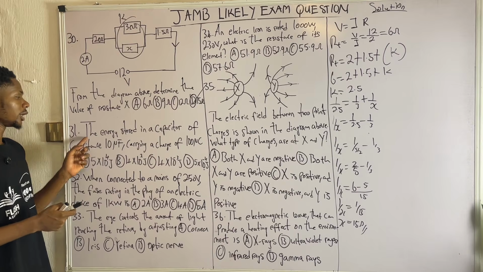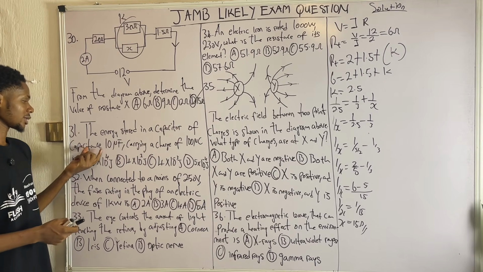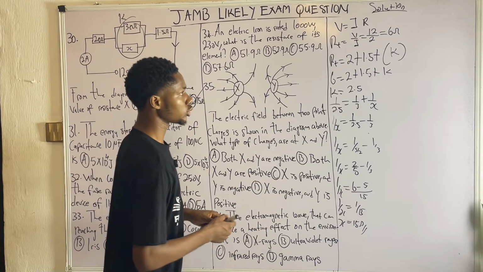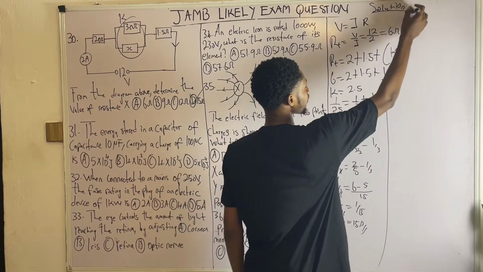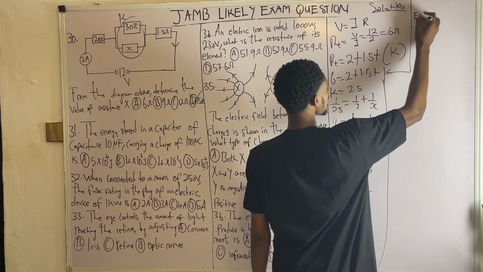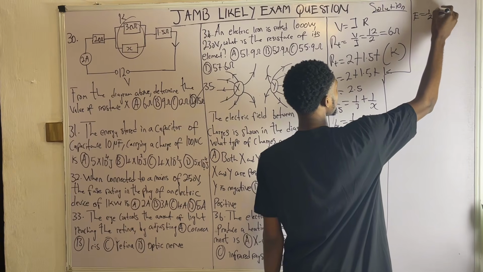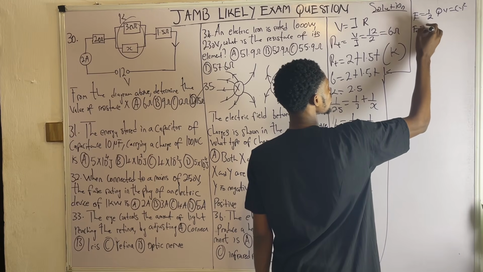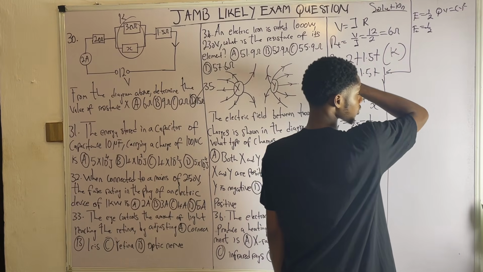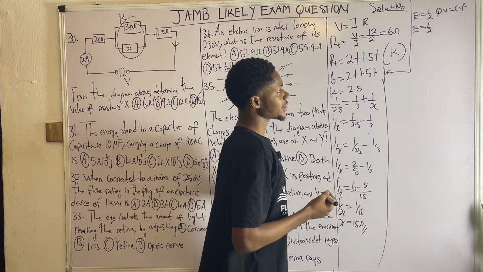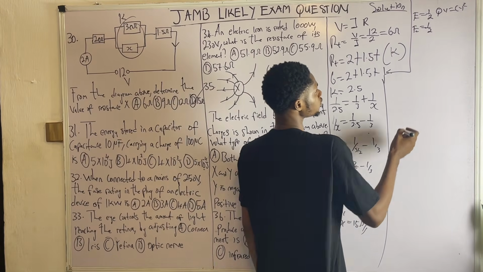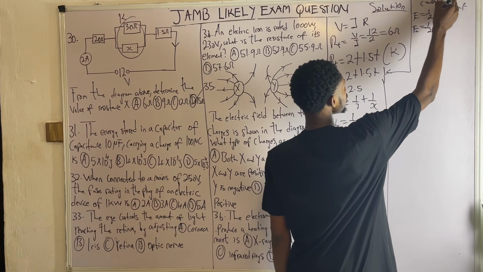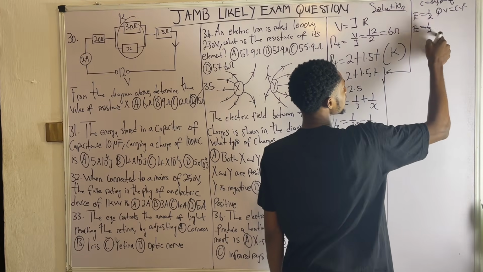Next question, question 31. The energy stored in a capacitor of capacitance 10 microfarad carrying a charge of 100 microcoulombs is, what is the energy stored? First of all, you need to know the formula for calculating energy stored in a capacitor. There are various formulas. Energy is equal to 1 over 2 QV or 1 over 2 CV squared. Now know that C equals Q over V. So another formula could be, if you put C equals Q over V, from here Q is equal to C times V.